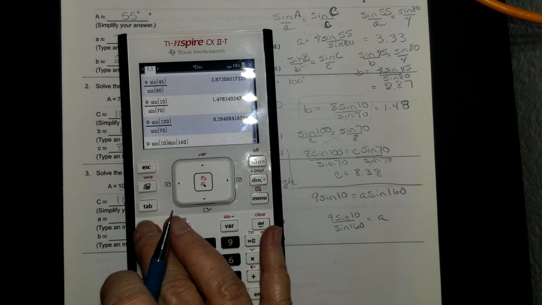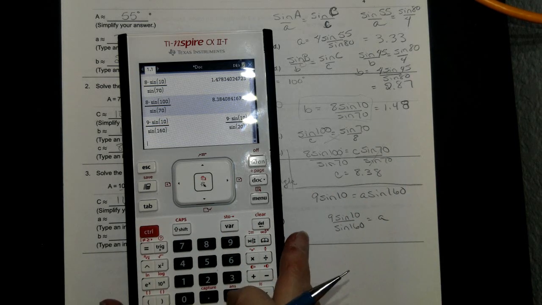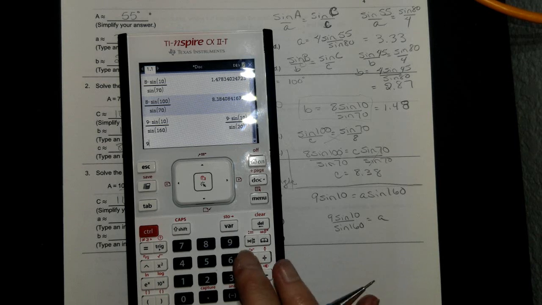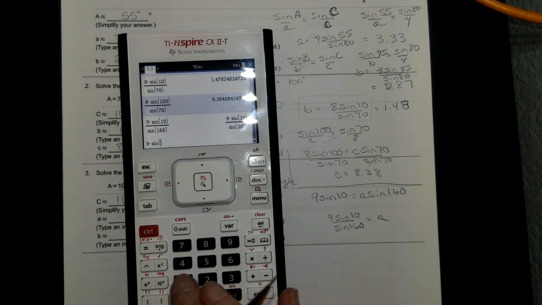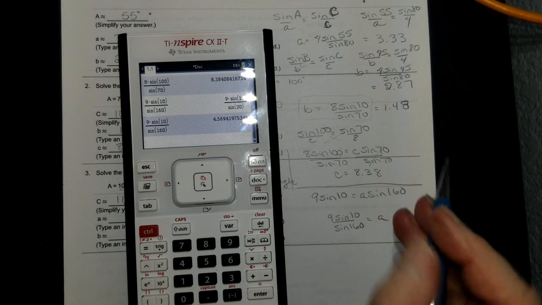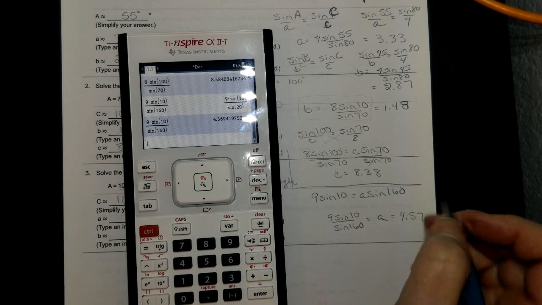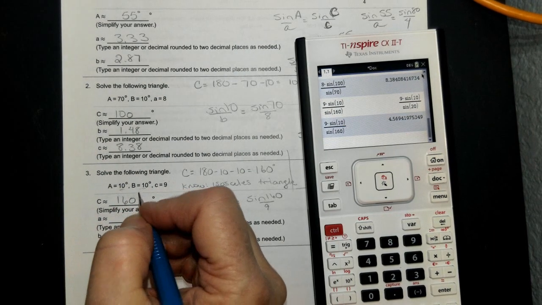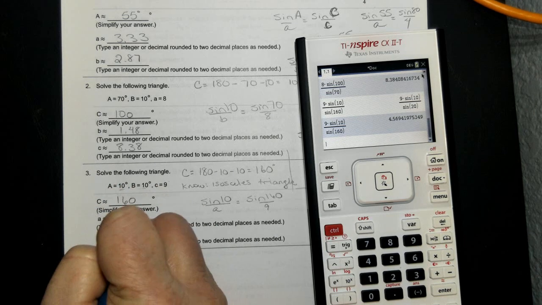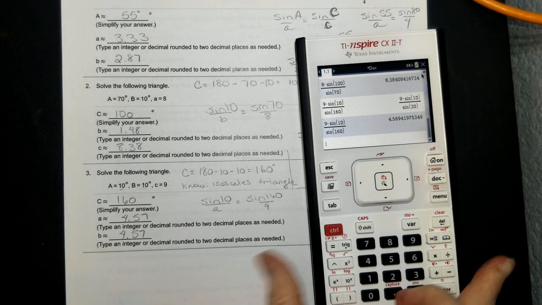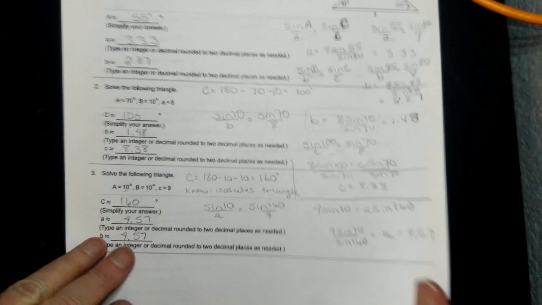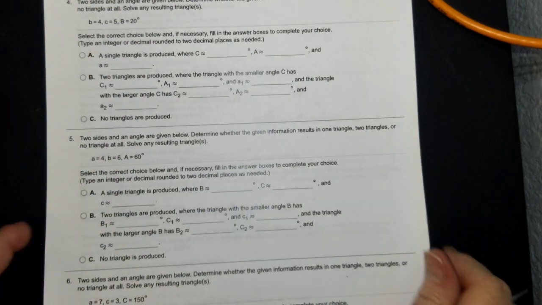and we're control enter. That didn't work, so let me try that again. So let's see, 9 times sine 10 tab divided by sine of 160, 4.57. And so, since these are both 4.57, and this is going to be isosceles, so that's 4.57 as well. So those are the first 3 problems. I'll check 10 minutes in. It's going to be a long problem time side.